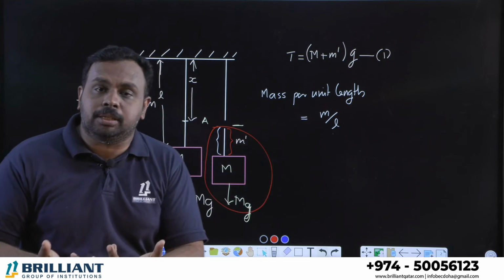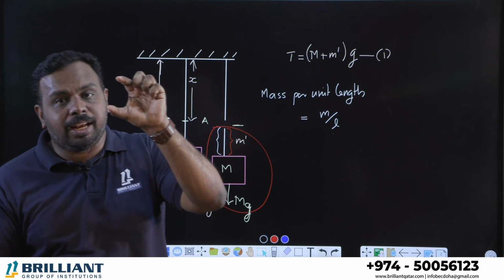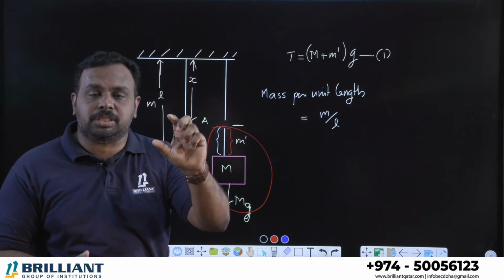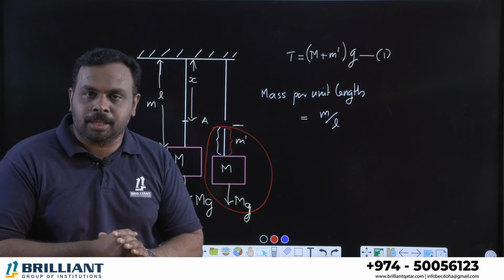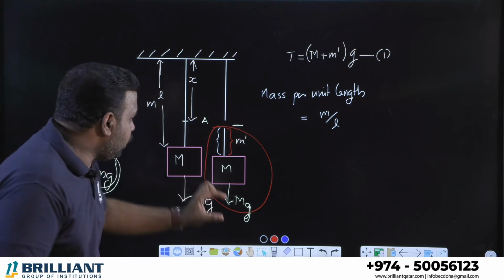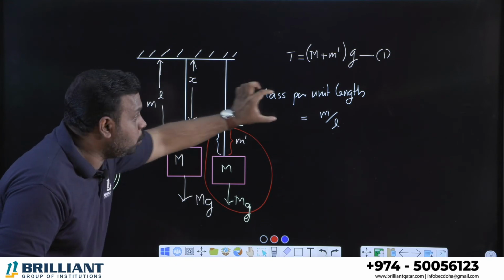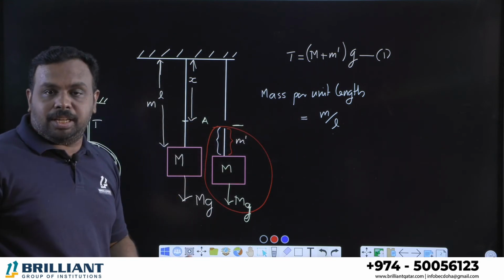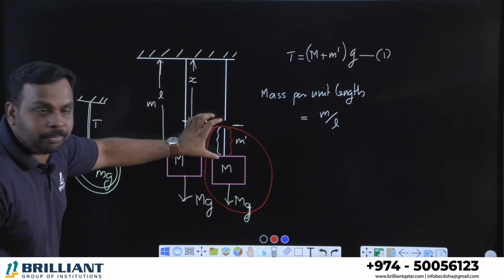And if it is 2 meter, it will be 2 into m by L. 3 meter, 3 into m by L. That means if you know the length of the part of the string, the length into mass per unit length will give you the mass of that part. Hope it is clear. So if you can find the length of this much part, that length into mass per unit length will give you the mass of that part. Right.